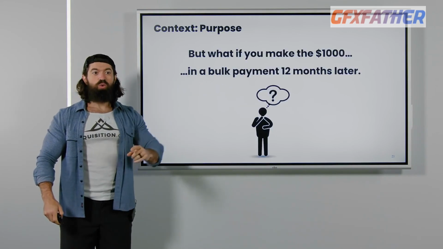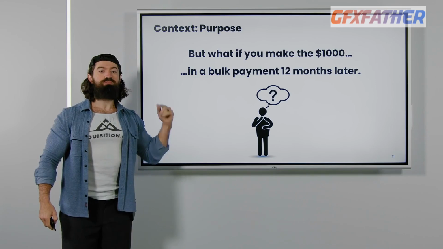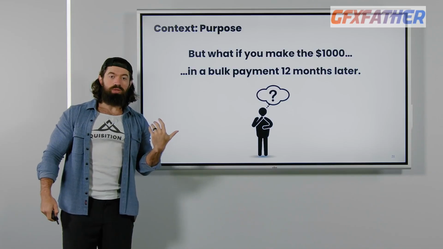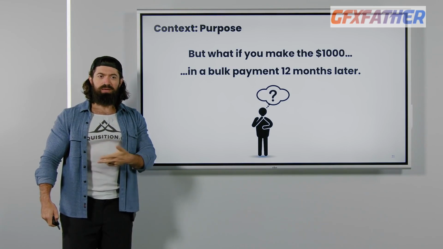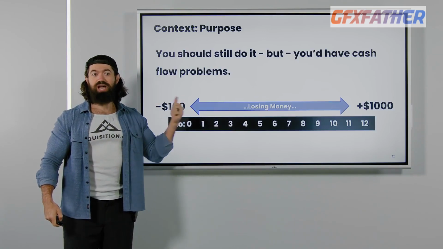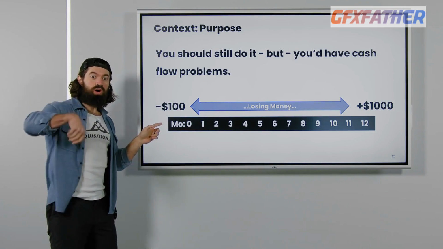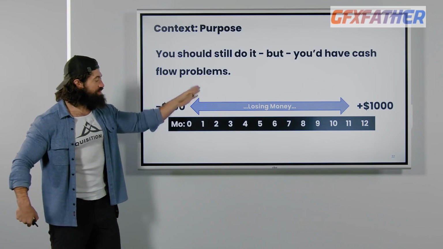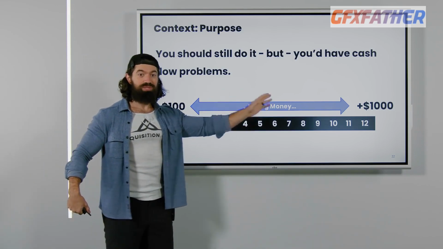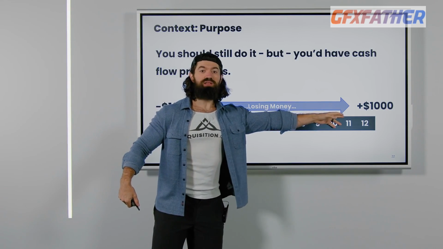But what if you make the $1,000 in a bulk payment 12 months later? Well, shoot. So that means you put $100 out today and then you do all this work and then you get paid a year later. Ugh. Well, you should still make the trade, but you're going to have a lot of cash flow problems, right? So you have your negative 100 day 1 or month 0, and then you're still losing money all this time delivering to the customer. And then finally they pay at the end.